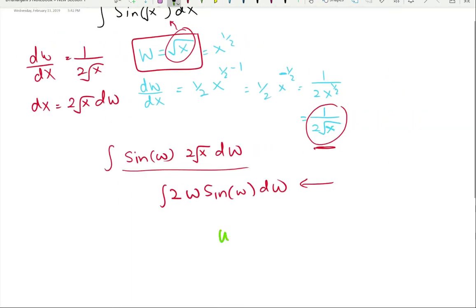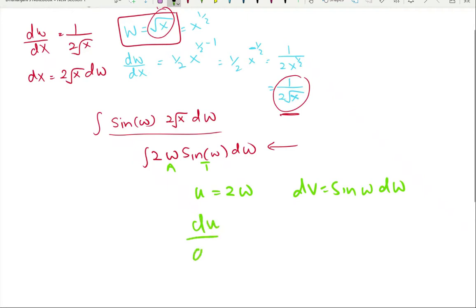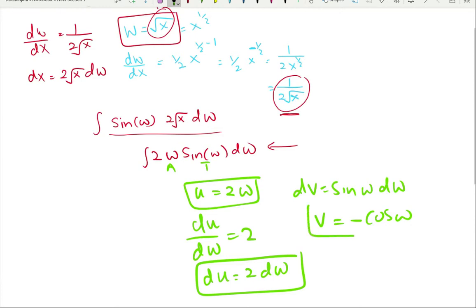So here I'm going to choose u to be 2w, not dw, and dv to be sine w dw, because 2w is an algebraic function and this is a trigonometric function, so algebraic comes first, so 2w is u. Now du over dw is, if you differentiate 2w you get 2. If you integrate dv, the integral of sine w is negative cosine w. So du is 2dw, so we have all the tools we need, right? Okay, so let's use the formula.